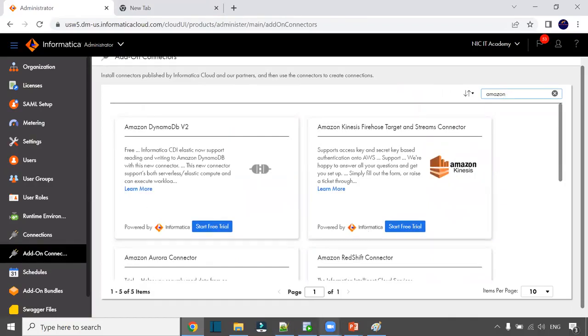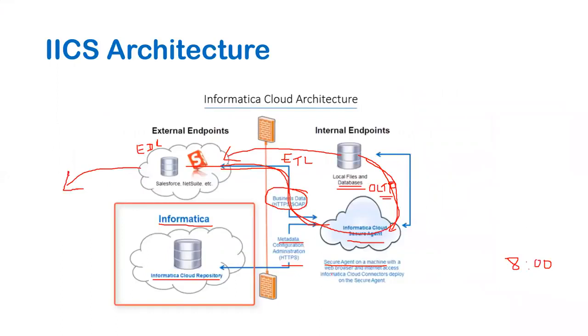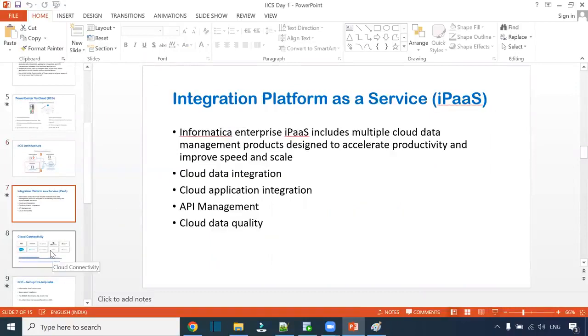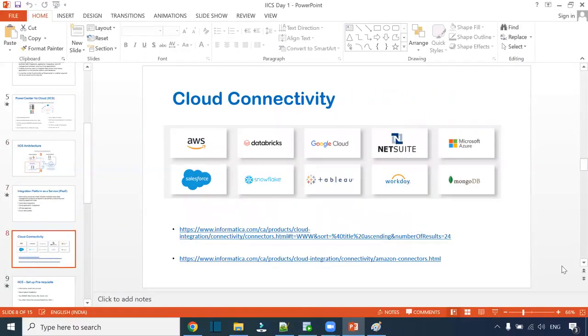I will show you one document where different connectors are available. If you go to this one, this architecture, the cloud connectivity. AWS, yes, it can connect. Databricks, yes, it can connect. Google Cloud, NetSuite, Azure, Salesforce, Snowflake, Tableau, Workday, MongoDB, everything it is able to connect. If you go to this particular link, I will show you.